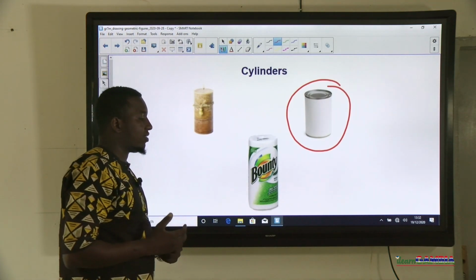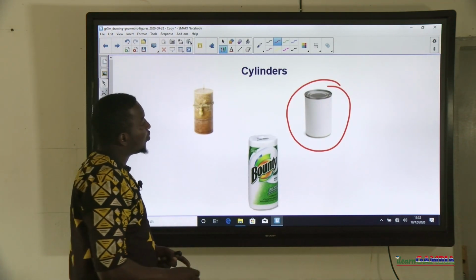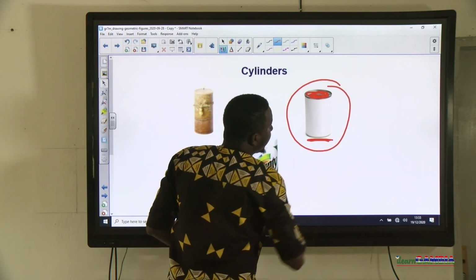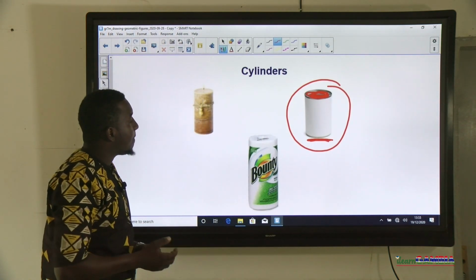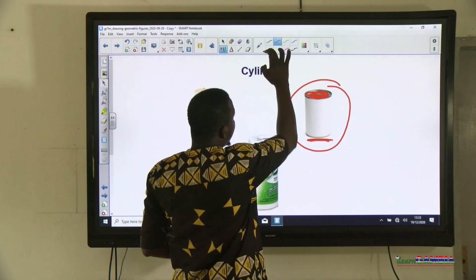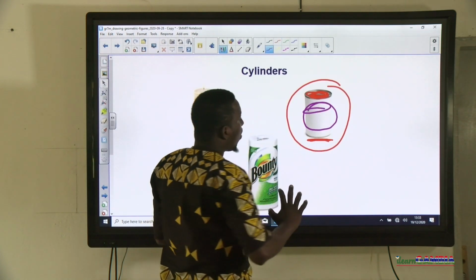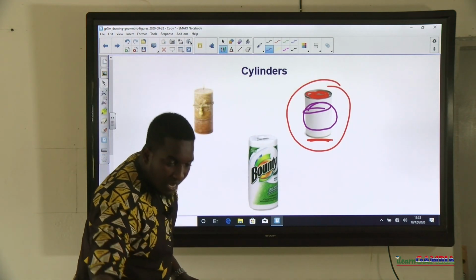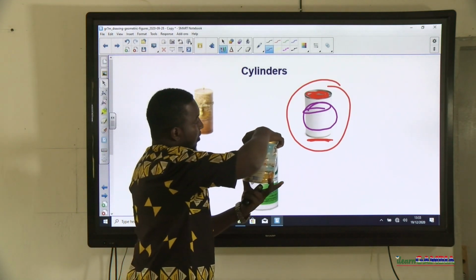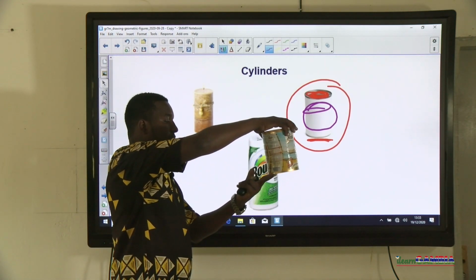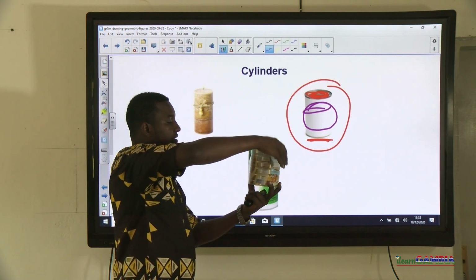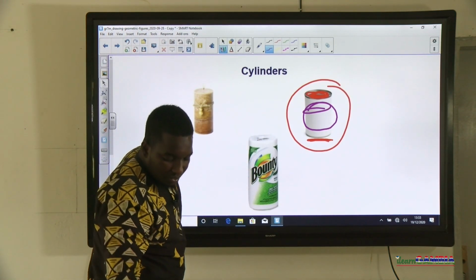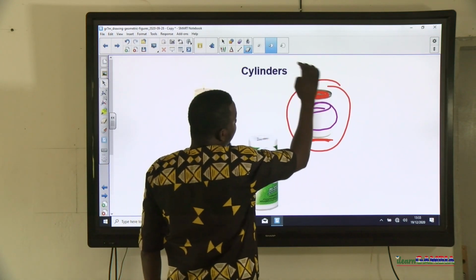The milk tin also has similar properties because it has two flat surfaces, that is up there and the bottom, the base. It has two flat surfaces, and this side here is one curved surface. Just like this is how the milk tin looks like. Up here is a flat surface, and at the bottom here is also a flat surface, and it has a curved surface. So that is what we refer to as a cylinder. Therefore, the milk tin is also an example of a cylinder.